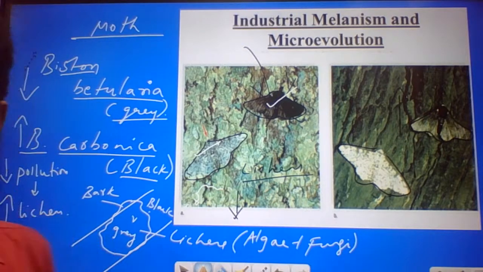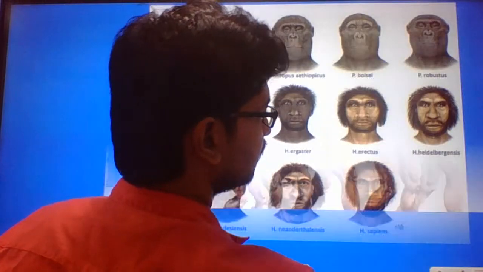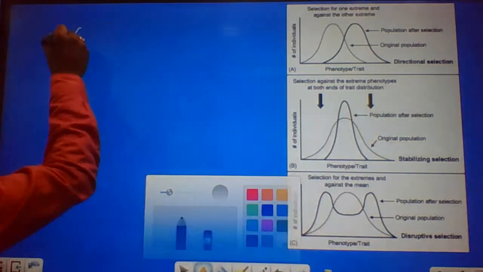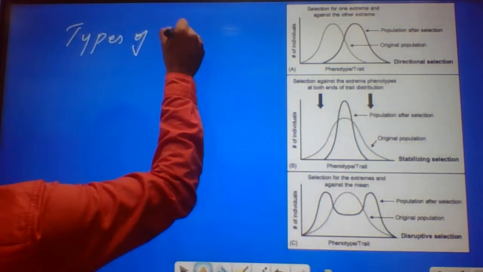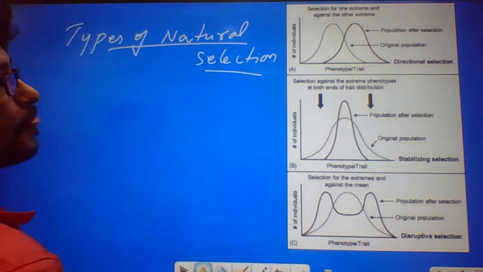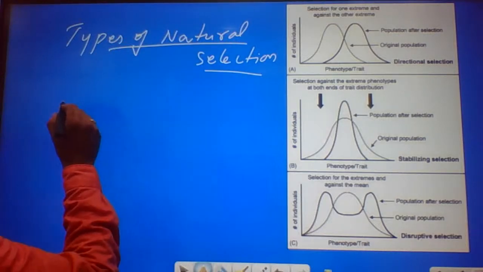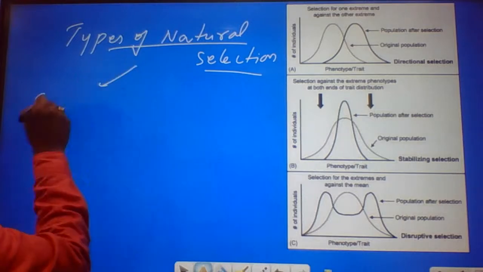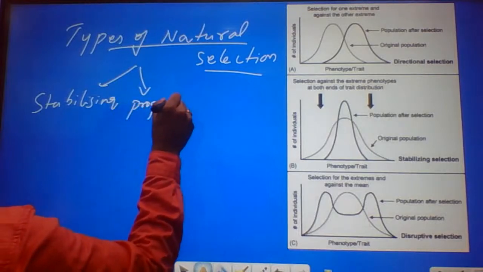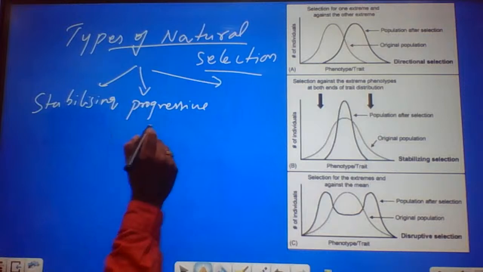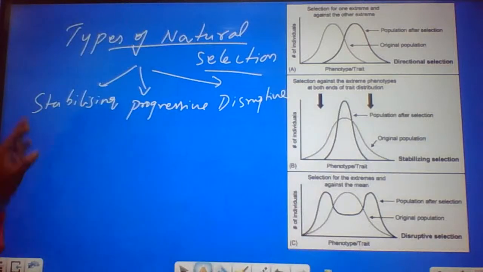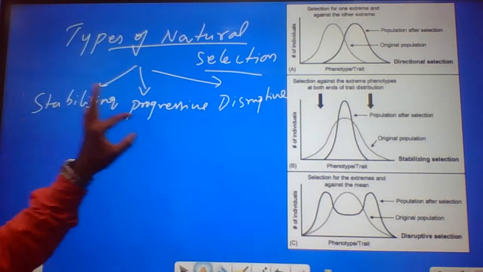Okay, so now we move on to the types of natural selection. There are three types of natural selection. This you have studied in the textbooks already. The first is stabilizing, the second is progressive, and the third is destructive. So there are three types of natural selection: stabilizing, progressive, and destructive.